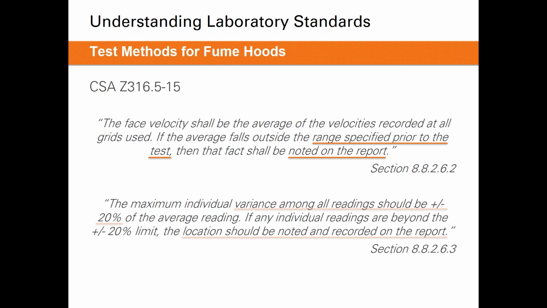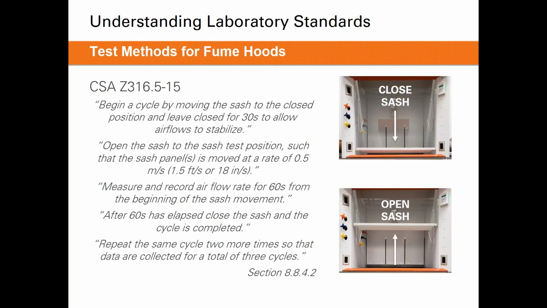The maximum individual variance among all the readings should be plus or minus 20% of the average reading. And if we do fall outside any of those ranges, then we make a note on the report. So for measurement, it's very similar to ASHRAE 110 with those extra couple little notes.